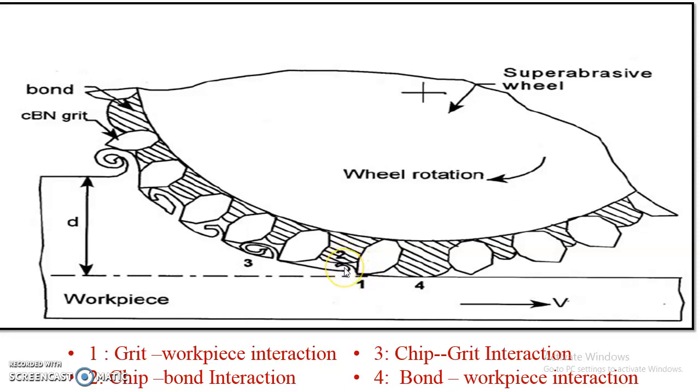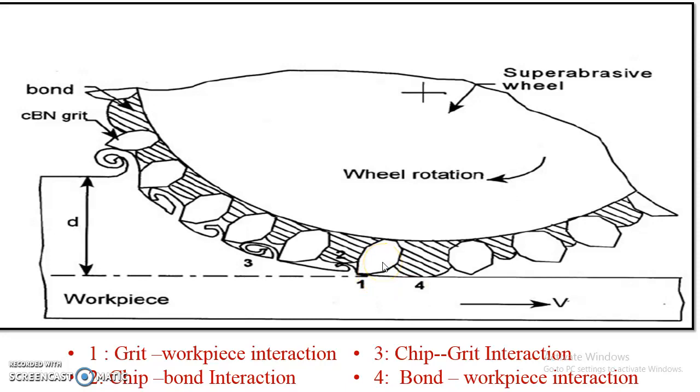So removal of chip material is interacted with the bond at number 2. You can observe at number 3 position where the chip and the grit are interacted with each other. So keep in mind, there is always interaction of all these elements with each other. Here the chip is interacted with the grit also. And lastly, at number 4, a bond is interacted with the workpiece.